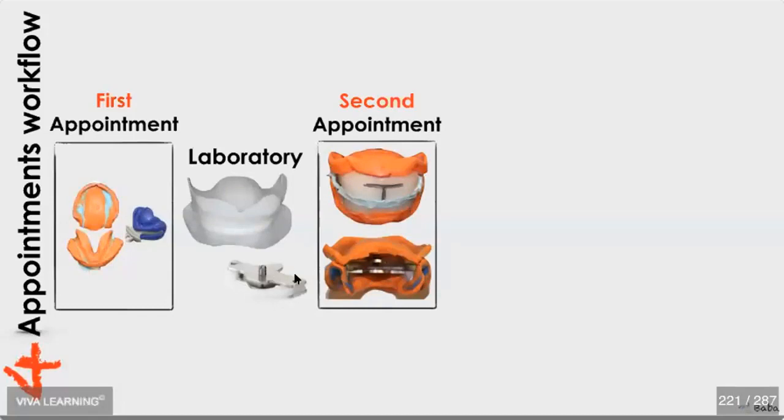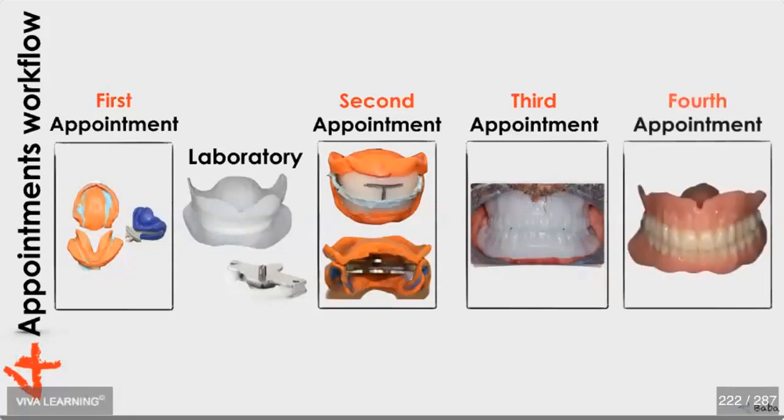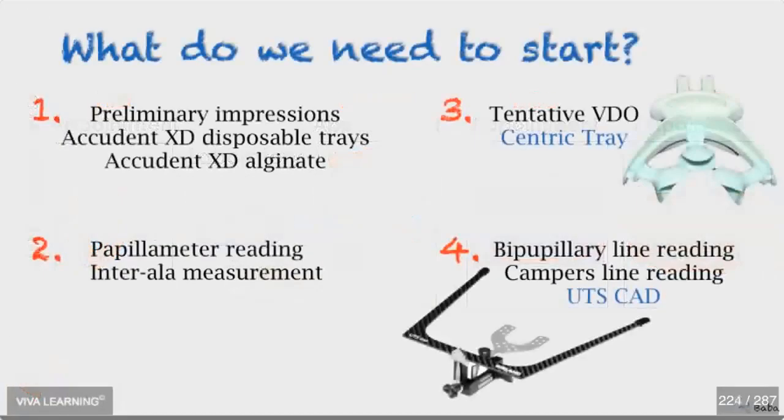And you're going to use an AccuTrac CAD to do a Gothic arch tracing and get a good centric relation record. After which the lab technician is going to mill for you. In this case, it was milled try-in dentures. You try them, and after that, you get the dentures to deliver. Let me show you step by step.